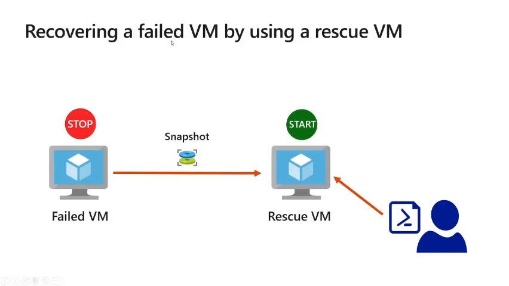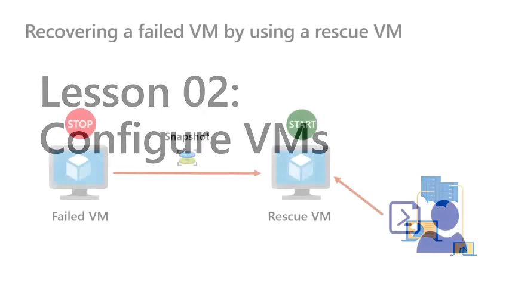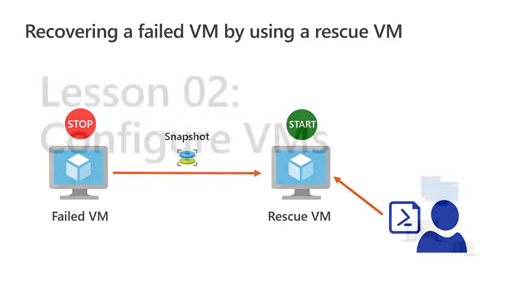This is recovering a failed VM by using a rescue VM. So you have a failed VM, you can create a snapshot from this VM. Sorry, not create. You can use that snapshot from this VM, and you can rescue your VM here, and you can continue from the same spot. How can we do this? I will just show you in a little while.